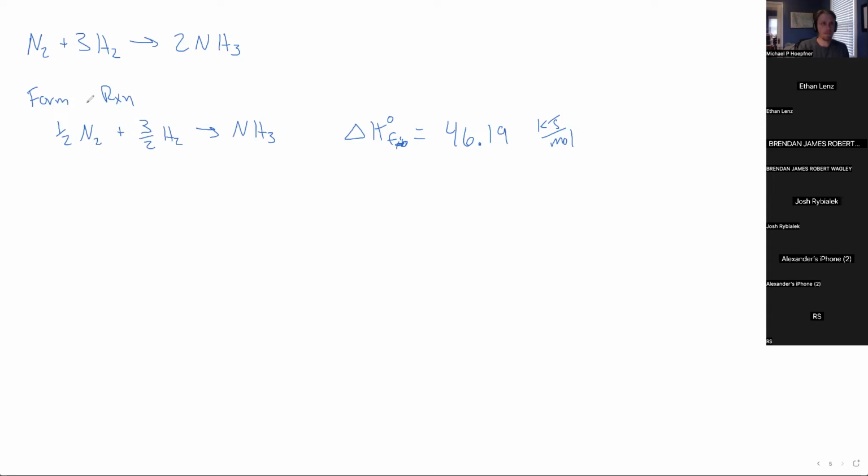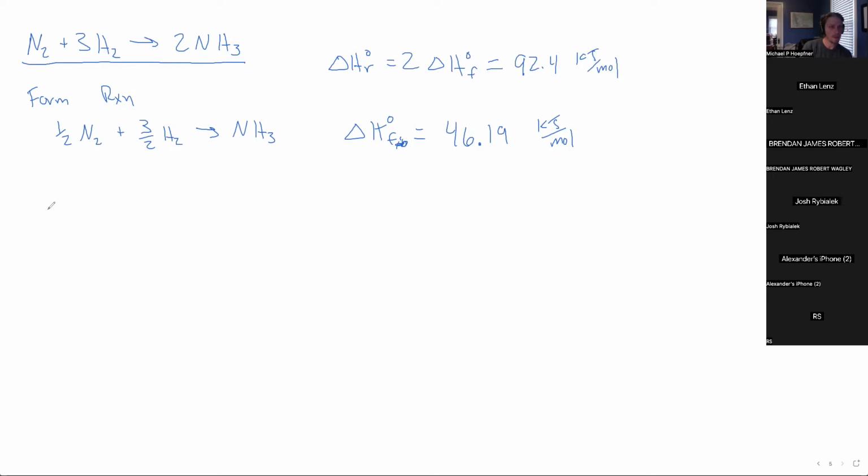So as written, right, I chose to write my reaction this way. So then the delta H of reaction would be equal to 2 times the delta H of formation for this particular one, right? Because it's half nitrogen, it's 1 nitrogen here. So the delta H of reaction, as I've written it, then is going to be 92.4 kilojoules per mole.